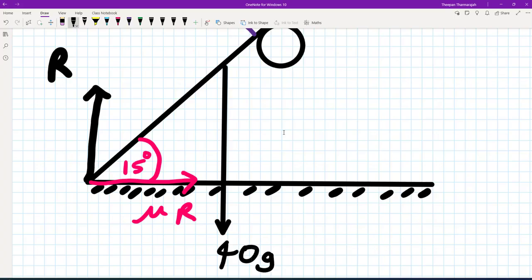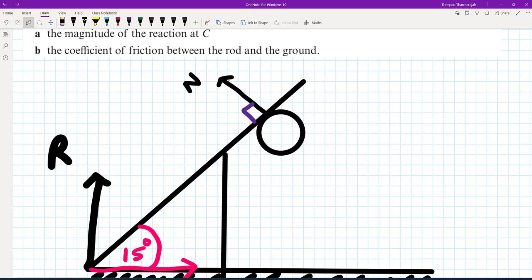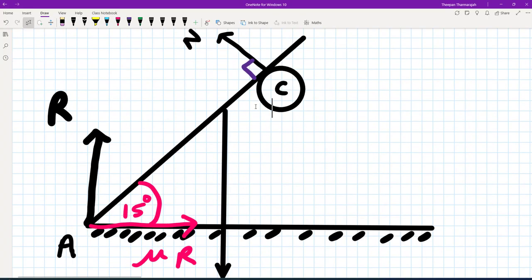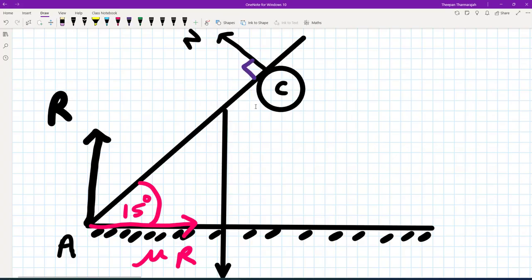So when we take moments, every force must be perpendicular to the distance, or the distance must be perpendicular to the force. So we must have it in that way before we can take moments. So the normal reaction coming from the peg C, I want to note this is C, is perpendicular to the rod. That's not a problem. What we need to do is to resolve the weight. So we're going to resolve that.